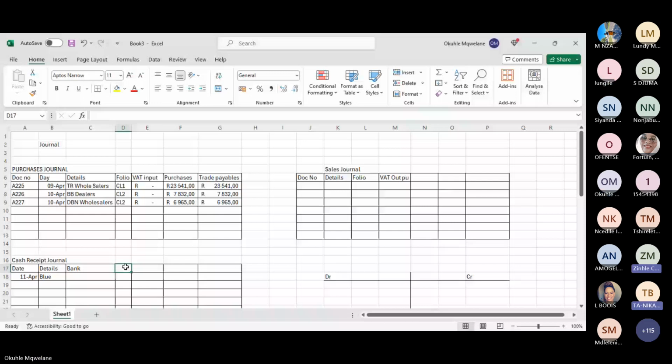Issuing an invoice doesn't mean somebody paid it. Are we not supposed to use the sales journal? Exactly. It's only your sales journal. Okay, sorry.